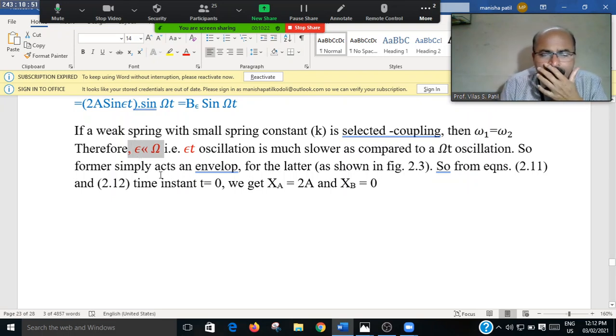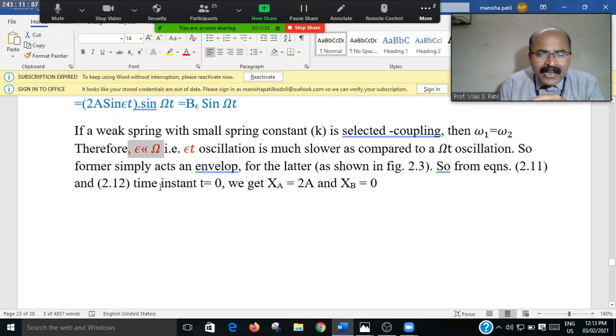So the envelope is simplified for the latter. That is, the next one is simplifying the envelope for the latter. For the latter, what envelope do we get? We get the envelope.